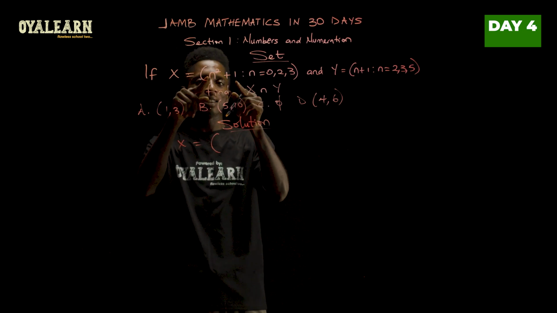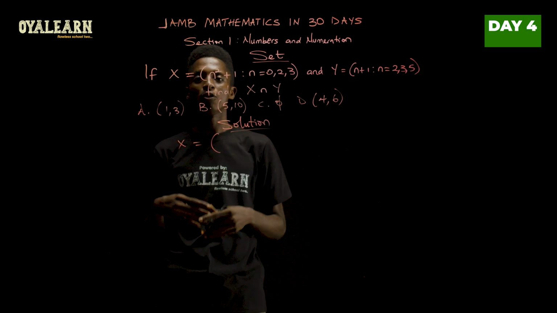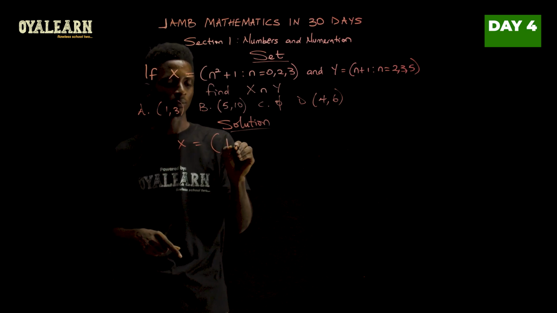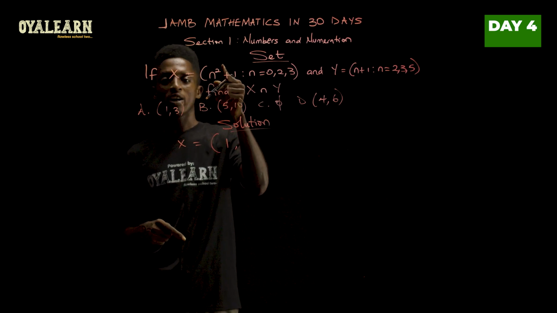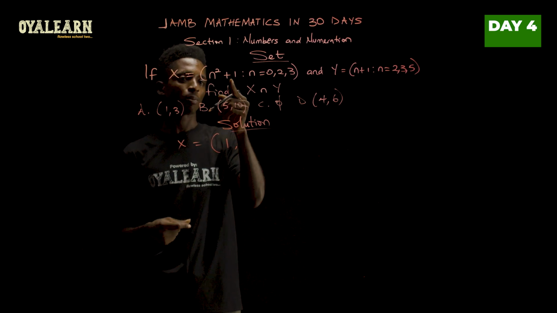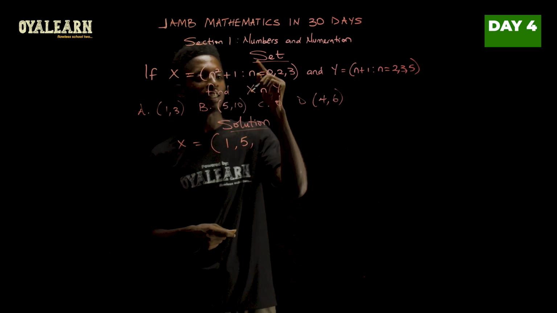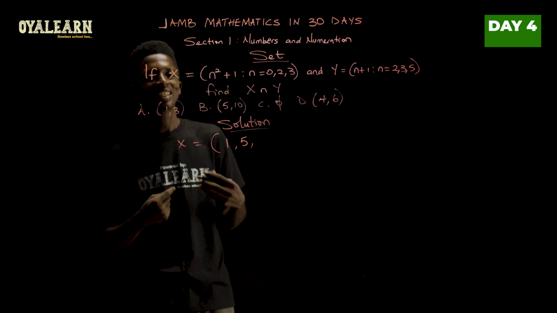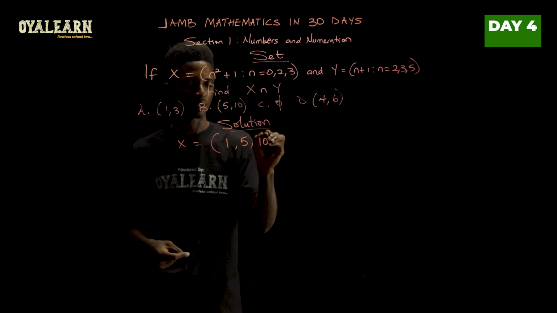And we're going to apply this. Now when n is 0, 0 squared will give you 0. So plus 1, so we'll have 1. Now when n is 2, that will be 2 squared, which will be 4, plus 1, and then we have 5. And then when n is 3, so 3 squared is 9. And then 9 plus 1, and then we have 10.